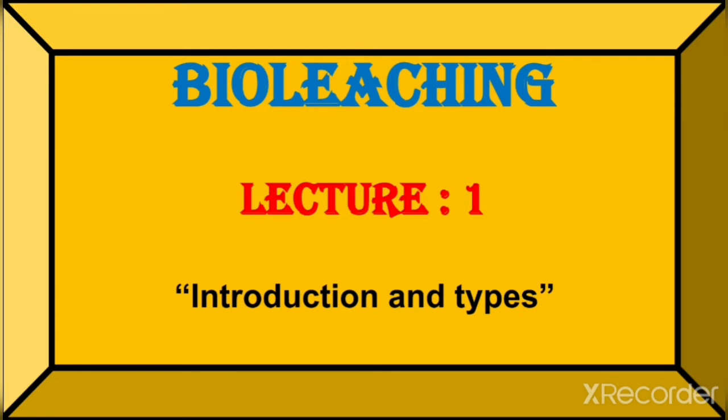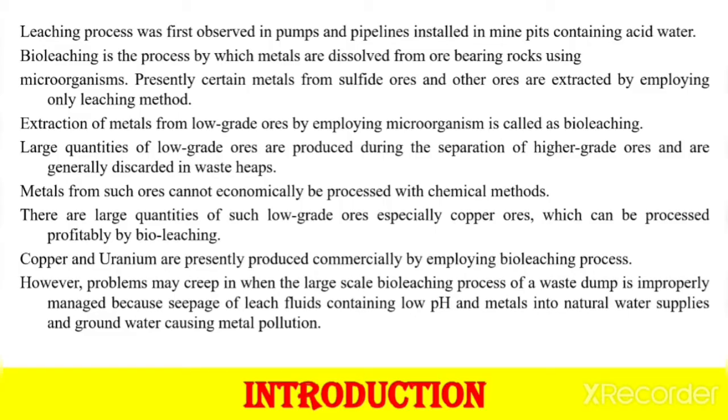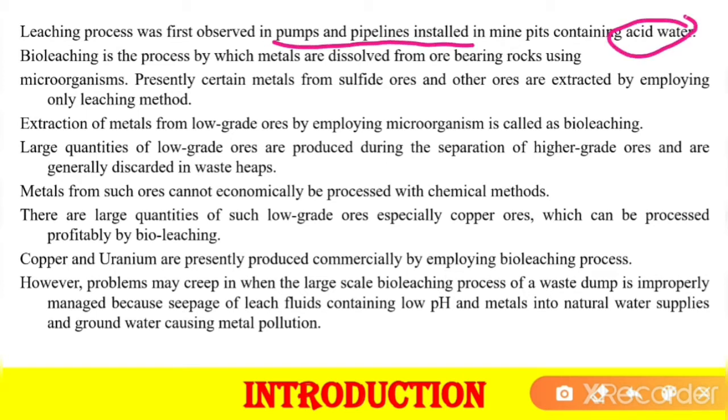Now this is our first lecture, where we are going to understand the introduction and the types of bioleaching process. Let's see the introduction. The leaching process was first observed in pumps and pipelines installed in mine pits containing acid water. Bioleaching is the process by which metals are dissolved or separated from ore-bearing rocks using microorganisms.